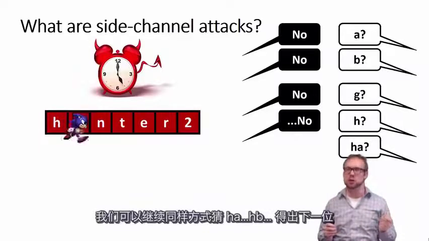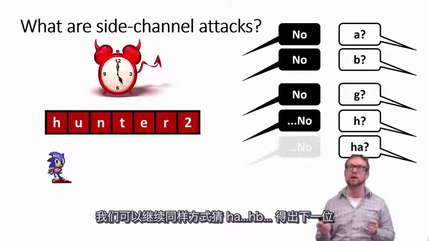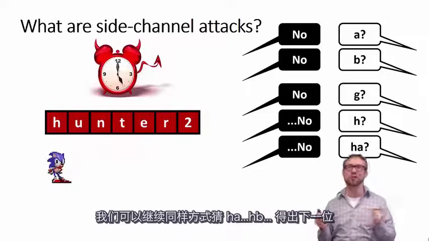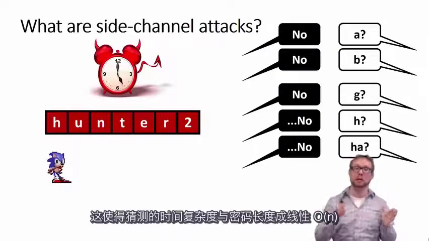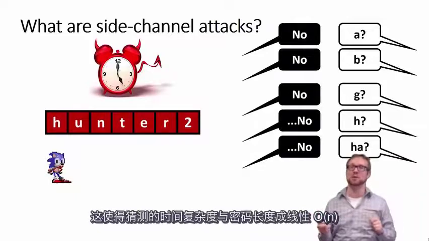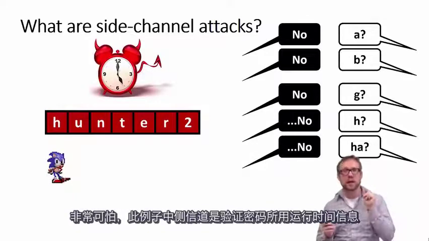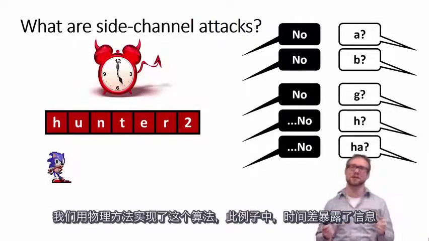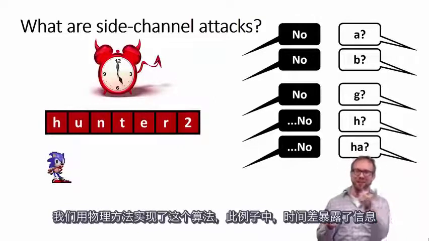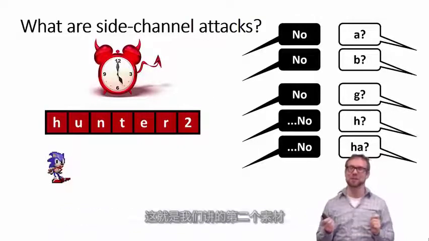You see it takes just as long as what you guessed initially. And then you might try HB, and so on and so forth. This actually makes password guessing linear in the length of the password rather than exponential. It's terrible. The side channel here is the timing information. It's something about the physical implementation of this password checking algorithm that you are exploiting, in this case, the timing differences. So let's keep that also as an ingredient.